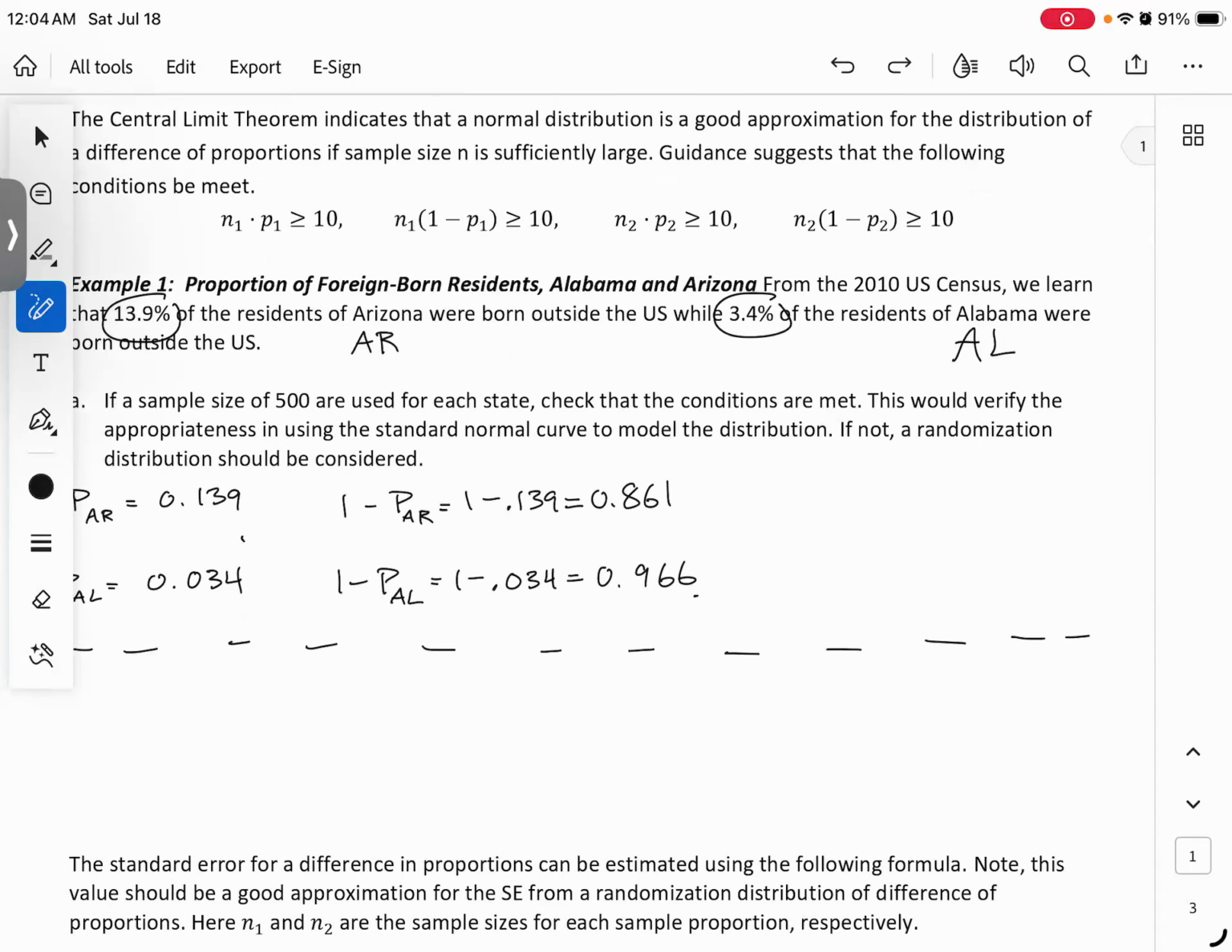We're going to keep these together, that's the Arizona stuff, and keep these together, that's the Alabama stuff. But notice we'll also need sample sizes for the first group and the second group. They tell us right here to use 500 for each group. So the sample size for Arizona will be 500, and the sample size for Alabama will be 500.